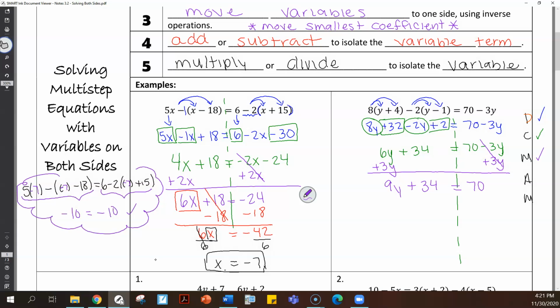They're all on the same side now, so I can just solve the way I've been solving. I need to add or subtract to get my variable term by itself. My variable term is 9y.